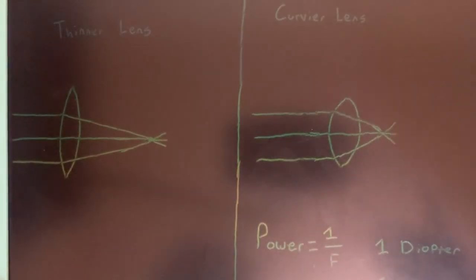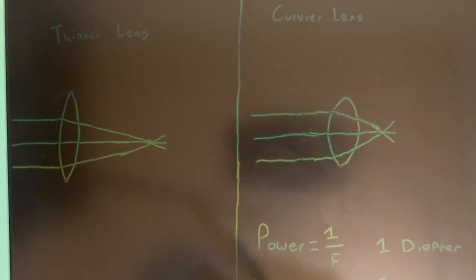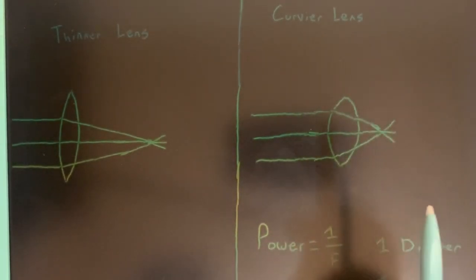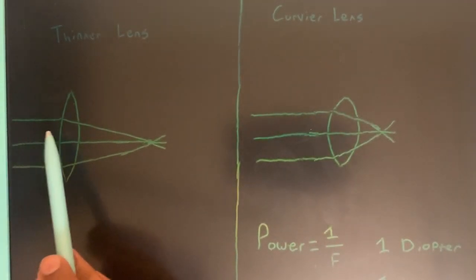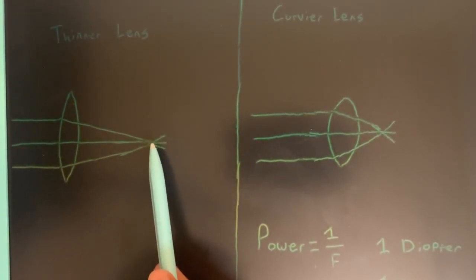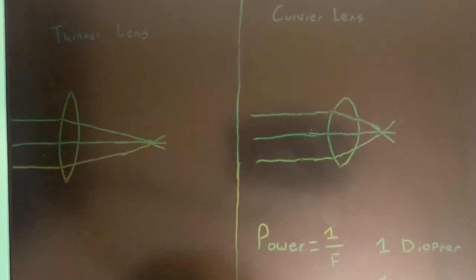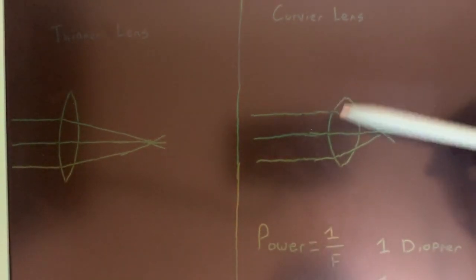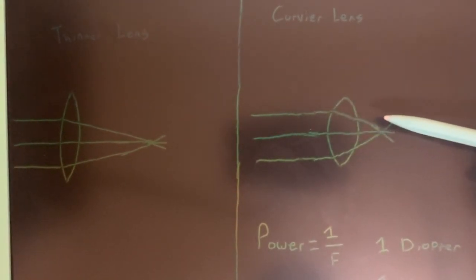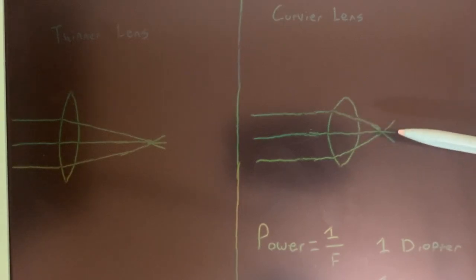Let's go back to the board and see what this means. What we just saw is we had a thinner lens and a thicker, curvier lens. As the light rays traveled through the thinner lens, they had a focal point that was a bit far from the lens. And if you see over here, when the light rays passed through the curvier lens, the focal point was much closer, and so the focal length was a lot shorter in the curvier lens.